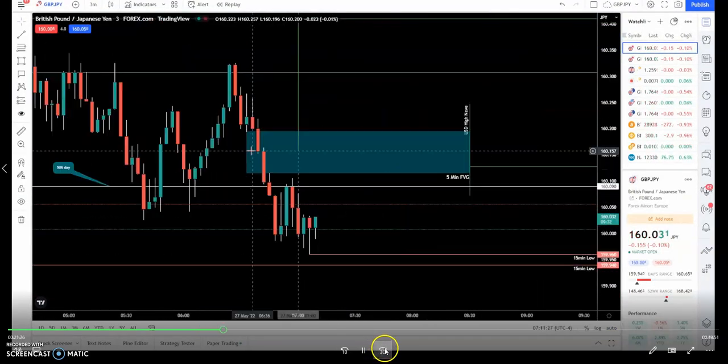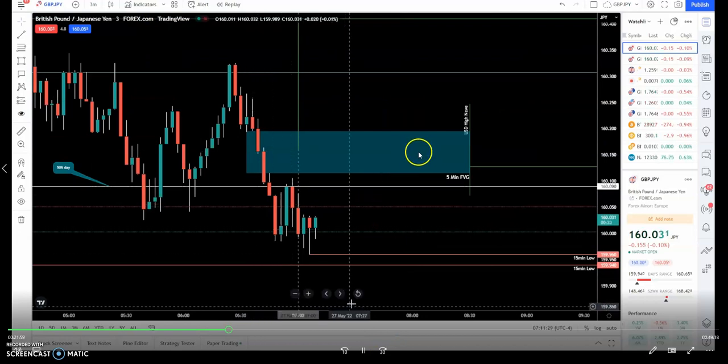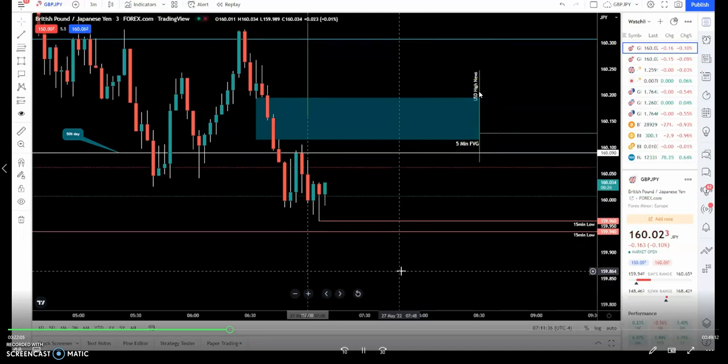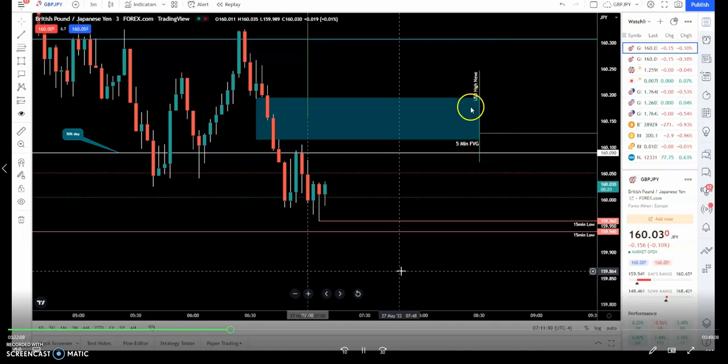If I continue to go forward, I've got a 5-minute fair value gap. I've got this line denoting that this is the USD, and there's high news here. I'm just putting a note there so that I'm aware of what's going on.